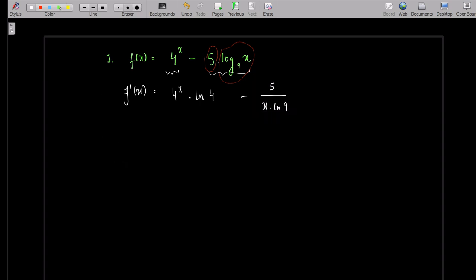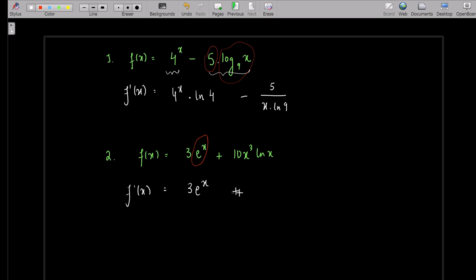Okay, Anika? Try this one. 3 e raised to x plus 10x cube ln x. Would 3 e to the power of x just stay 3 e to the power of x? Yes, because you keep the constant term as it is, and then the derivative of e raised to x is just e raised to x.